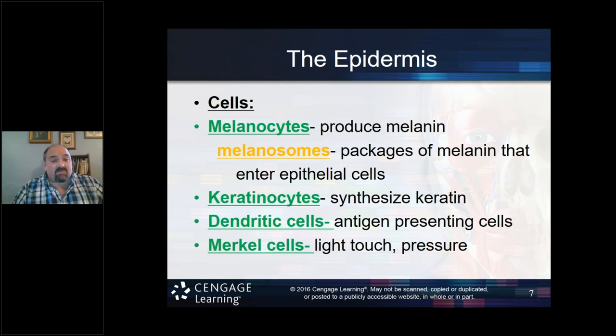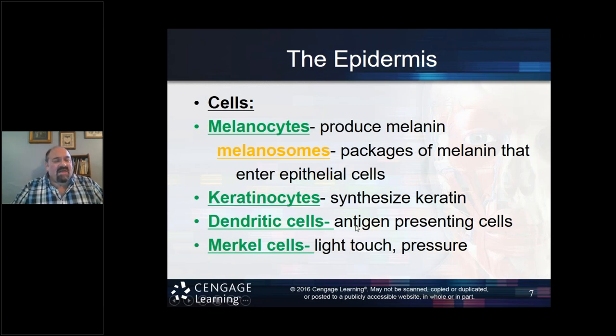So there are different types of cells present within the epidermis. We have these melanocytes. Melanocytes are melanin-producing cells, right? Cyte, cell, melano having to do with the pigment. So these are producing pigmentation. And melanosomes are the actual packages of this pigmentation that's entering into the epithelial cells. Keratinocytes are cells that will produce the protein keratin that will replace the cytoplasm of the cells as they move outer and outer into the outermost layers of the epidermis.